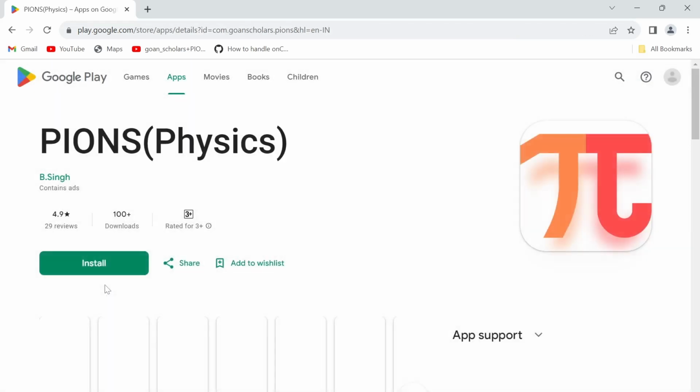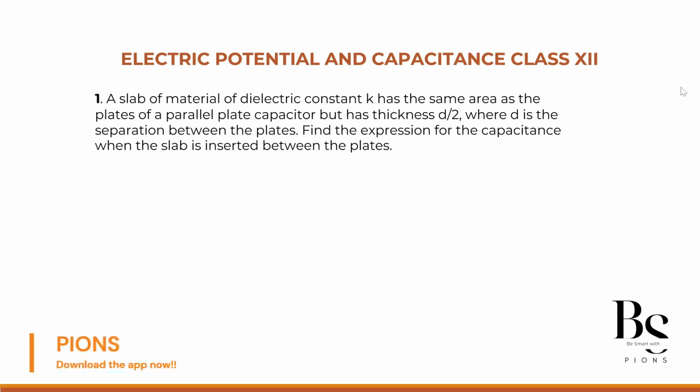Download the app now. So question number 1 says a slab of material of dielectric constant K has the same area as the plates of a parallel plate capacitor but has a thickness d by 2, where d is the separation between the plates. Find the expression of the capacitance when the slab is inserted between the plates.